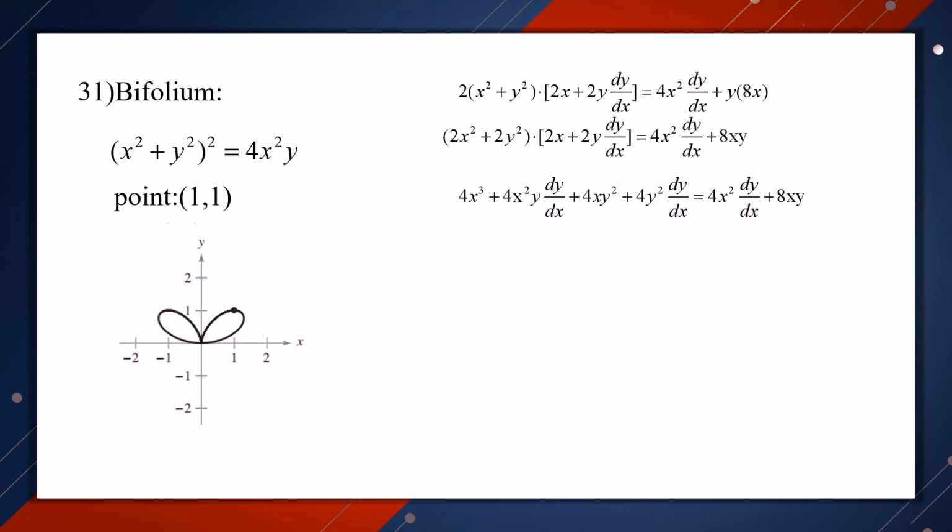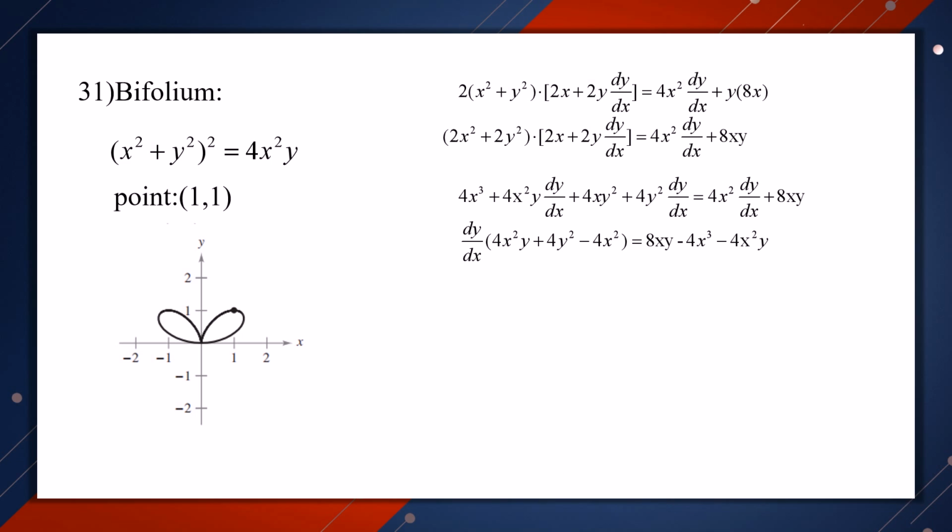And then we expand it, and we will get 4x to the power of 3 plus 4x to the power of 2 times y times dy over dx plus 4xy to the power of 2 plus 4y to the power of 2 times dy over dx equal to 4x to the power of 2 times dy over dx plus 8xy.